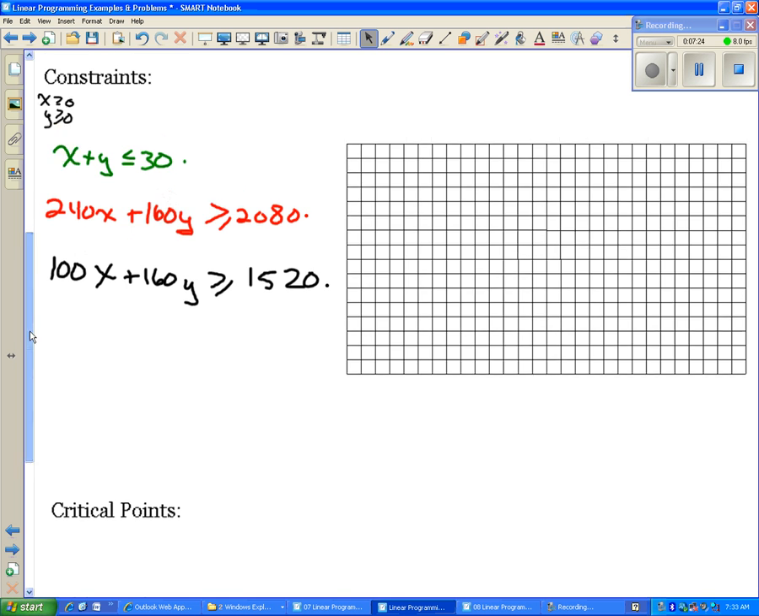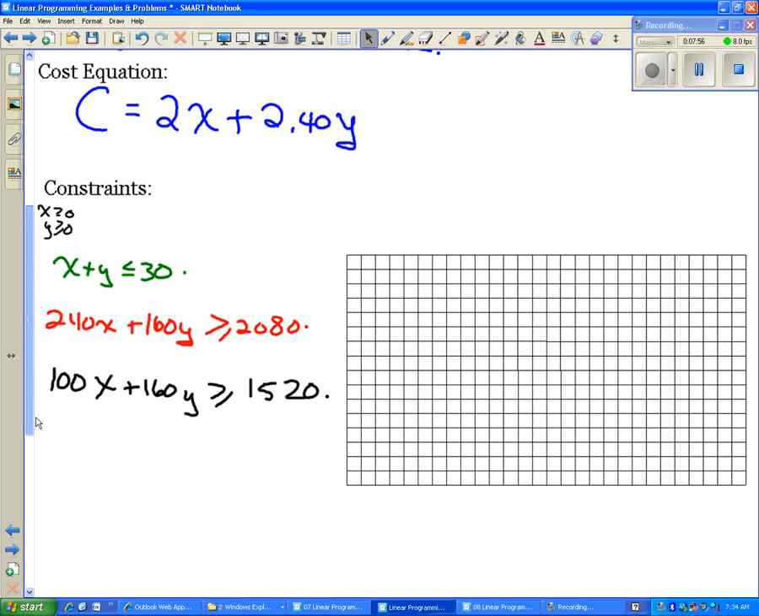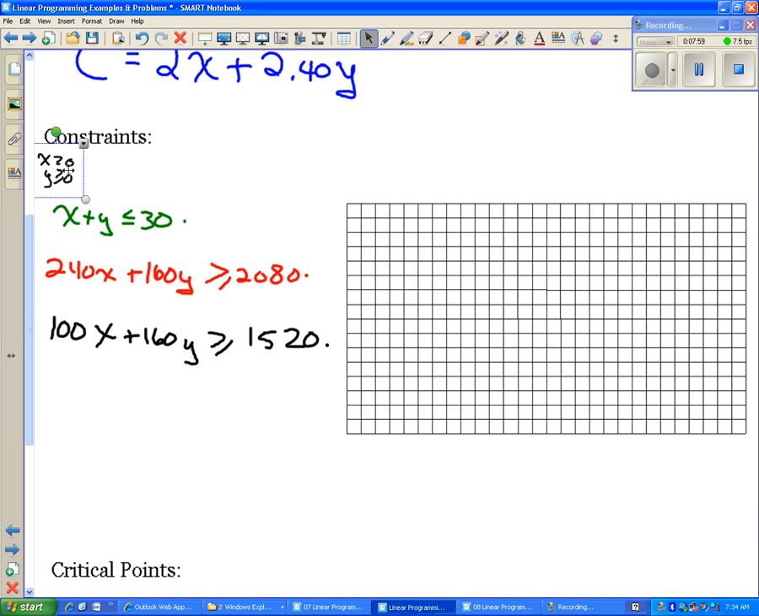I'm going to go back up here and check some things real quick. I've talked about the $2.40, the 240 volts, the 100 nuts. I've talked about 160 volts, 160 nuts. I talked about the combined time. I've talked about at least 2080, at least 1,520, and I know I'm looking for a minimum. So I've used all the information that's given to me. I'm saying 3 constraints, but don't forget I have these 2, so technically 5 constraints that I want to go ahead and graph so I can see what my idea looks like.